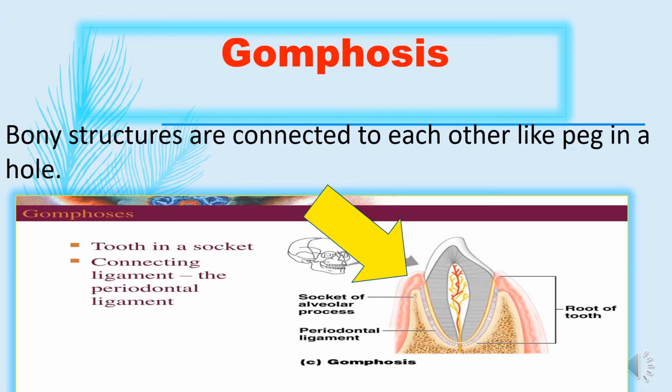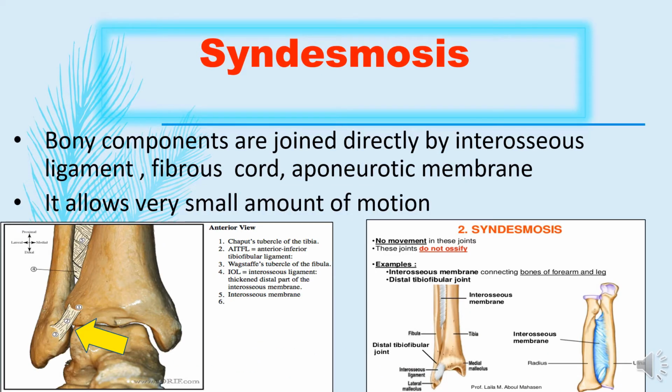In gomphosis, bony structures are connected to each other like a peg in a hole. As you can see in the diagram, the example for the same is a tooth in the socket. Another classification is syndesmosis, in which your bony components are joined directly by interosseous ligament, fibrous cord and aponeurotic membrane. It allows a very small amount of motion, and examples for the same are distal tibiofibular joint and radioulnar joint.